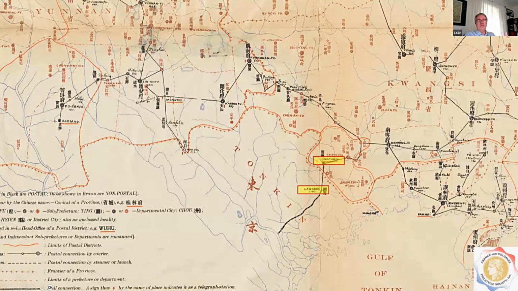There was a lot of transit from this part of Guangxi to Indochina. A lot of trade, a lot of exchanges. So obviously mail was a big part of these exchanges.